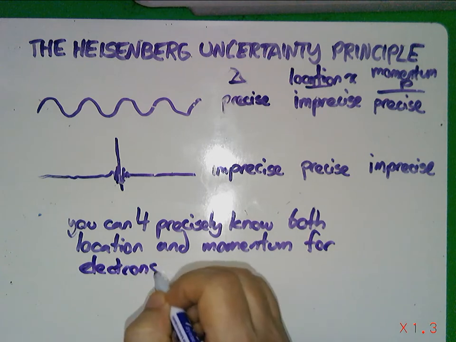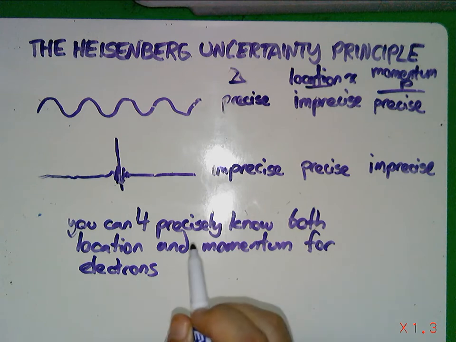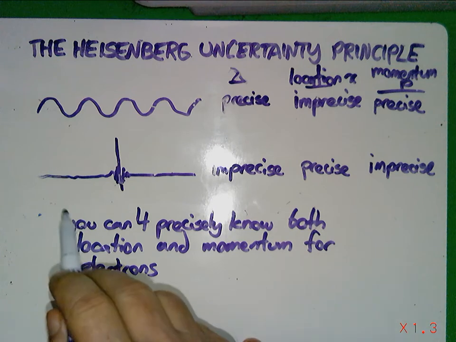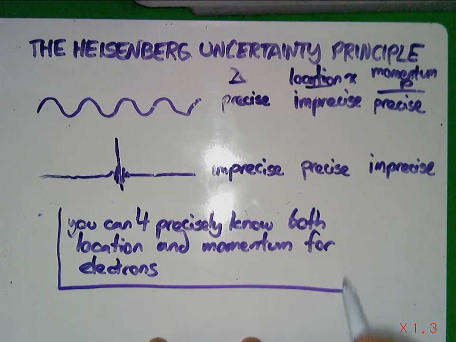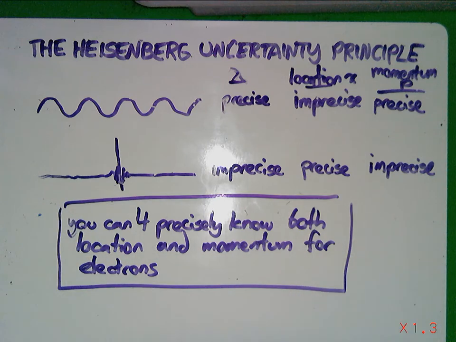Now, this works for other particles too. Anything that's small, like even an atom, will have this uncertainty principle applied to it. I'm going to just say electrons to keep it specific. So it works for any quantum mechanical particle, but especially for electrons. You can't know them both precisely at the same time. Put a box around this. This is a statement of the uncertainty principle.